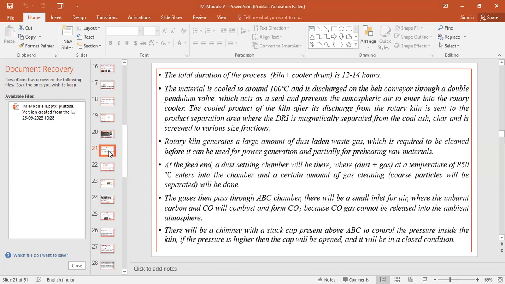This cold DRI, again, will have different size fractions, depending upon the kind of application. So we basically do the size fractioning by using screens.